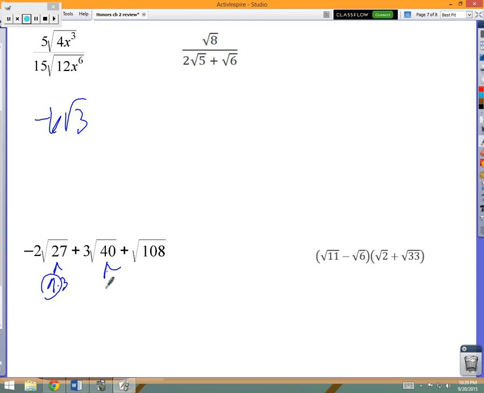40, the perfect square of 40 is a 4. 4 times 10. Square root of 4 is 2. 2 times 3 is 6. 6 square roots of 10.